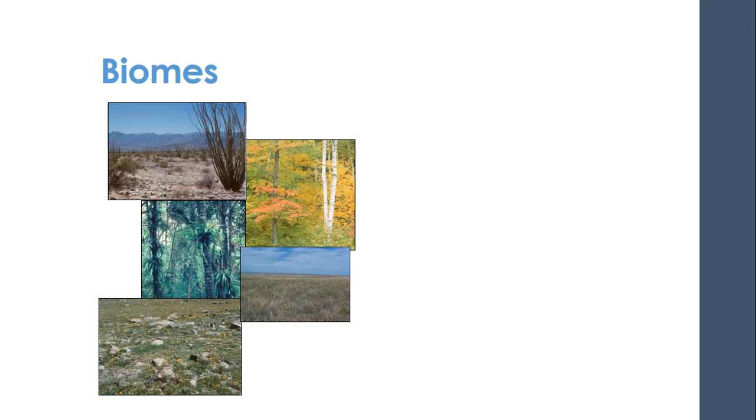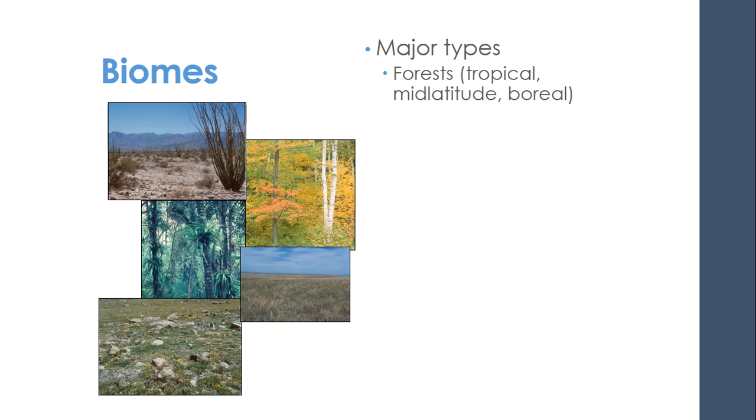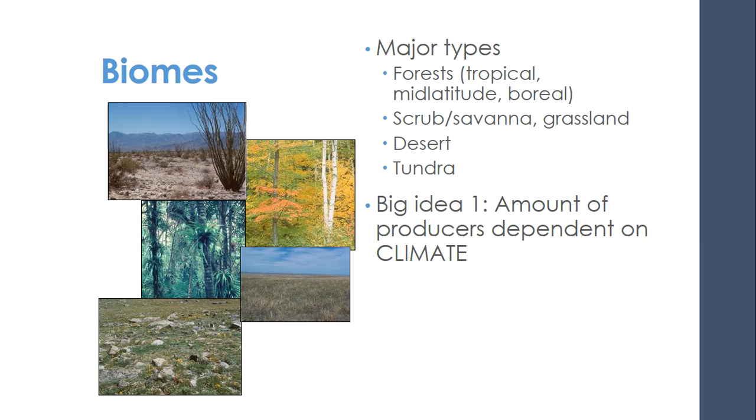Next, we're going to talk about biomes. Biomes are different types of large vegetation that exists based upon climate. So we have major types of biomes: forests, which include tropical forests, mid-latitude forests, and boreal forests. You don't have to know all of these. We have scrub and savanna grasslands. We have deserts. We have tundras.